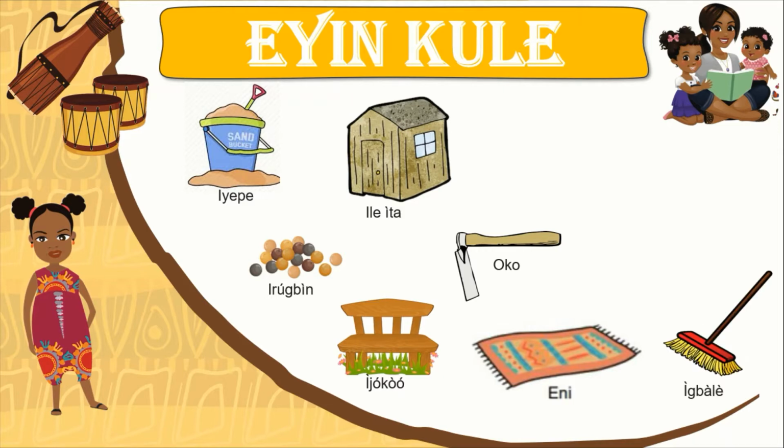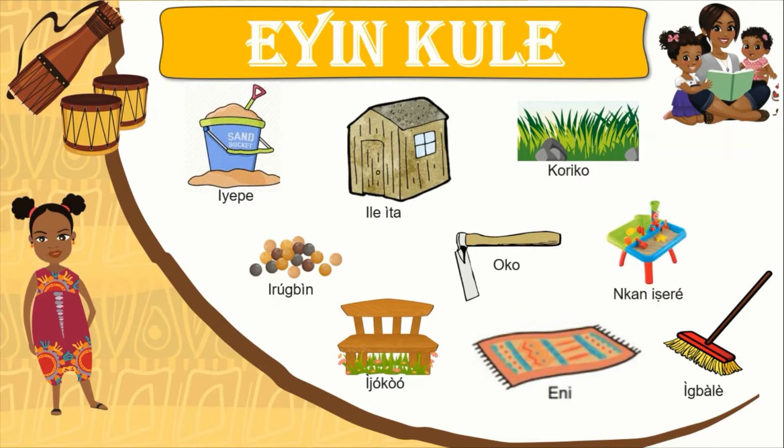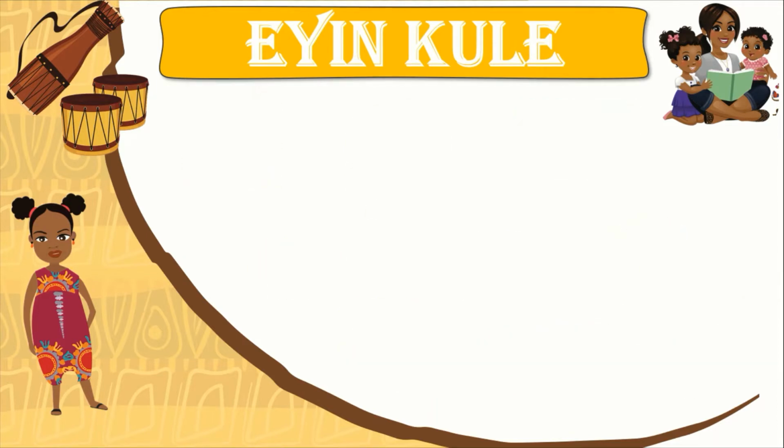Igbale, an outside brush. Koriko, she has some grass outside. Nkan isere, something to play with. Let's do that one more time.